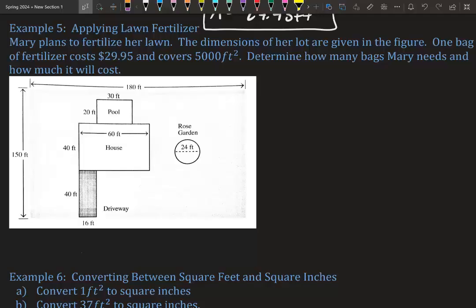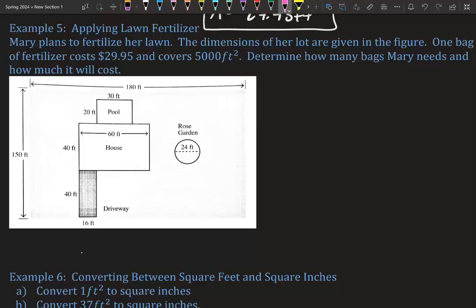So we're fertilizing the lawn. We don't fertilize the pool. We don't fertilize the house. We don't fertilize the driveway. We don't fertilize the rose garden because roses have different fertilizer than lawns. So we need to find the area and then take away the pool, the house, the driveway, and the rose garden. It's very similar to example 4. So we need to find the area of the whole thing, and then the little pieces, and then take all the little pieces out of the whole lot.